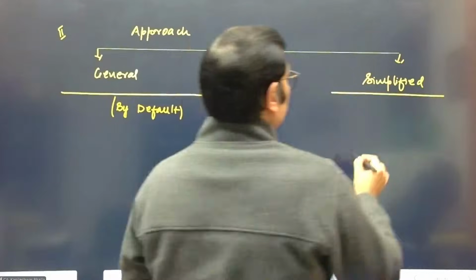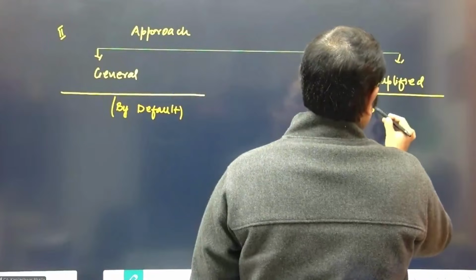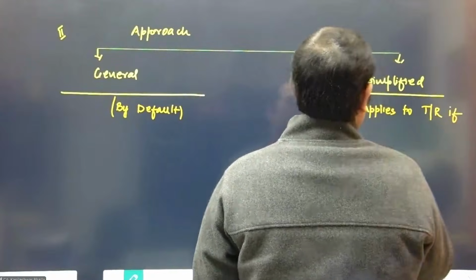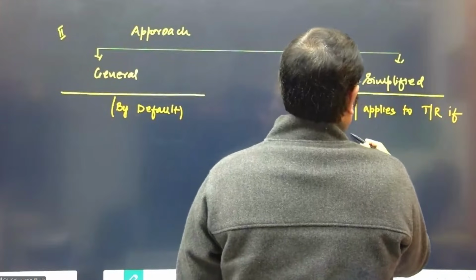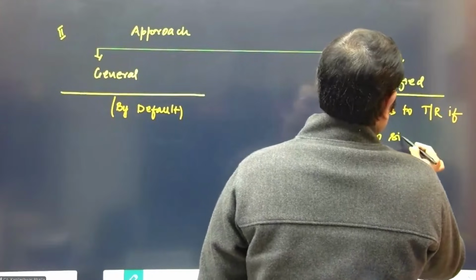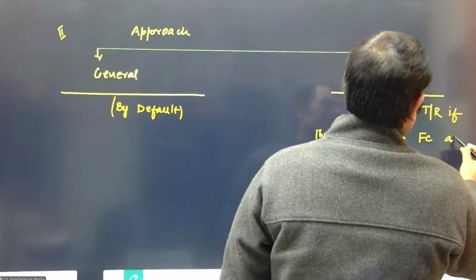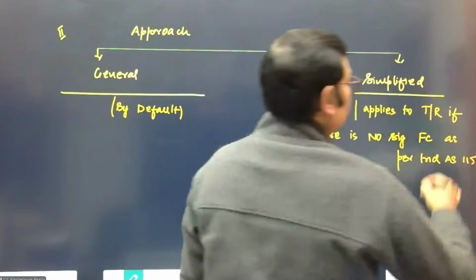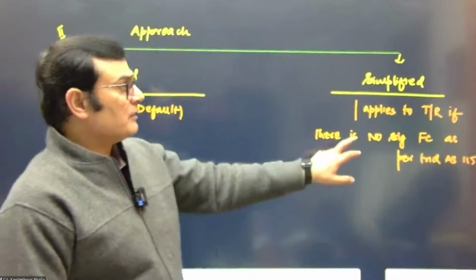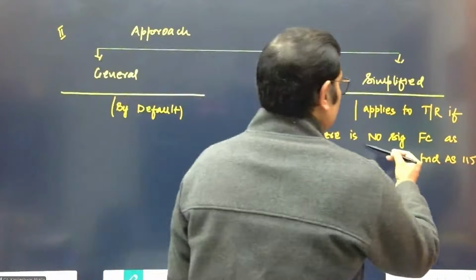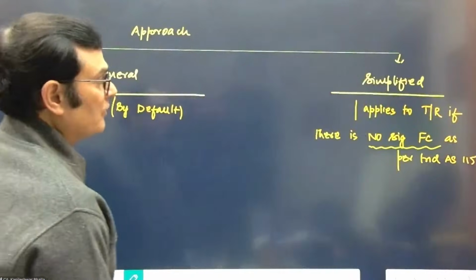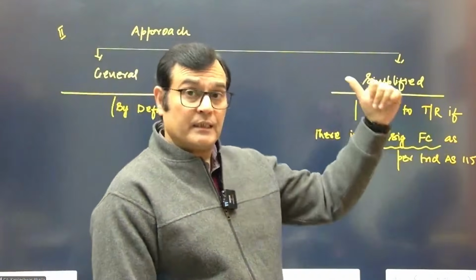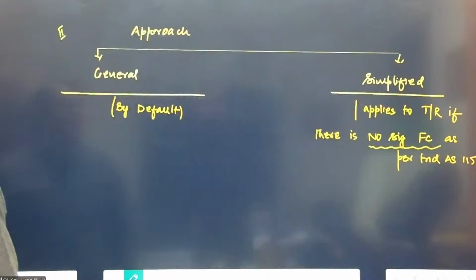And as far as the simplified approach is concerned, this applies to trade receivables if there is no significant financing component as per Ind AS 115. So based on the revenue standard, if there is no significant financing component based on 115, then a simplified approach applies, which means if there is a significant financing element, then you apply the general approach.